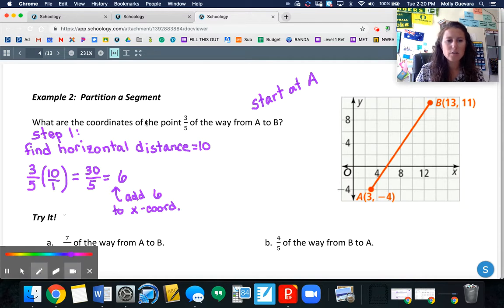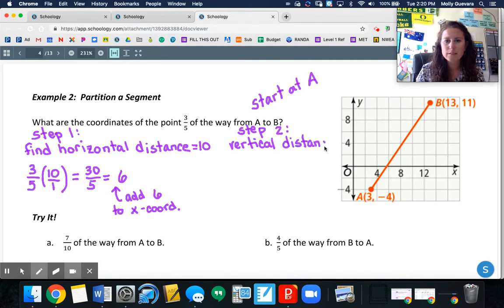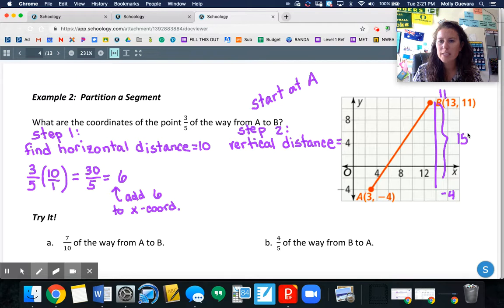So now step 2, and of course I don't really have room to write it, but we'll try. Step 2 is to do the same thing, but find the vertical distance. So in this case, my vertical distance, right? Let's look. This coordinate is -4. This coordinate is 11. So the distance, remember, it's the absolute value. So the distance here is actually 15, right? Because I go 4 to get to the x-axis, and then another 11 to get to point B. So it's 4 plus 11, so the total distance is 15.